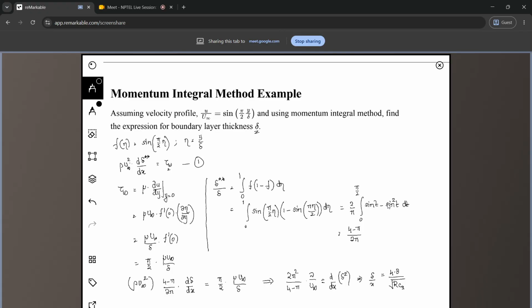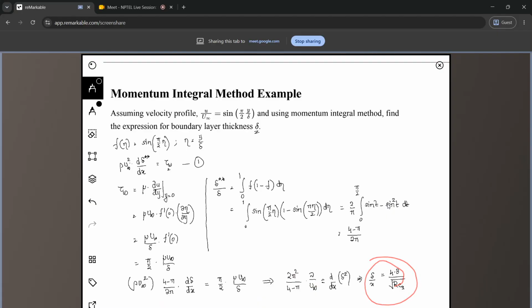This is just meant to be an exercise where the idea is you start with the profile, y by delta to be eta, and then all you have to do is calculate two terms. First, you have to calculate the wall shear stress, which is given by this equation. And second, you have to calculate the momentum thickness. Once you have both of these terms, you'll have to substitute them into the momentum integral equation. And then you will get an equation of this kind. So only this value will keep changing depending on the profile you choose. And then from there, you'll directly get the expression for delta.